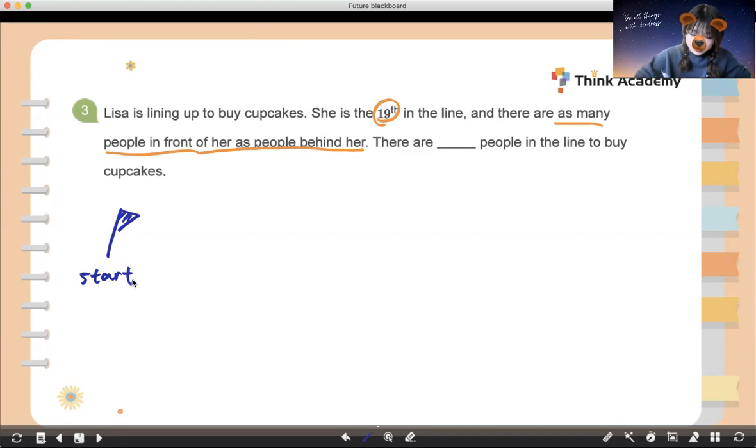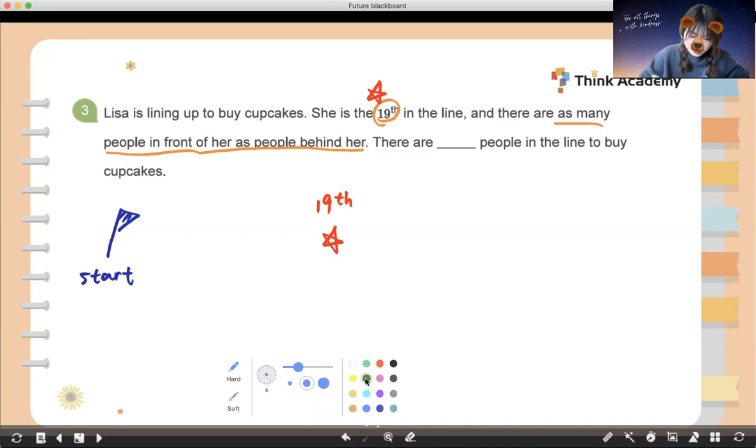Okay, and then now we first draw our main character, which is Lisa, right? So we're gonna use a star to represent Lisa. And she is the 19th. If she is the 19th, I have a question. How many people are in front of her? Is it 19? No, very good. Because if it's 19 people in front of her, then she should be the 20th, not 19th, right?